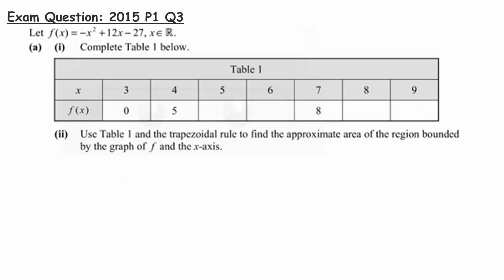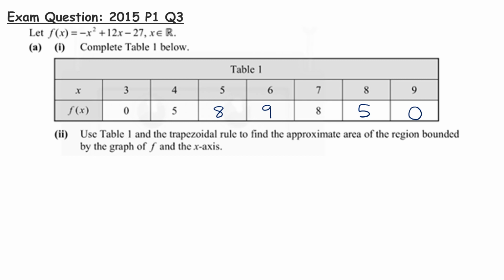So let's look at an example from the 2015 paper 1. This is question 3. We have f of x, which is a negative quadratic, minus x squared plus 12x minus 27. We're being asked, first of all, to complete the table below. So we want to figure out what y is when x is 5, and that works out as 8. And then what is the function when x is 6, and that works out as 9. And then when it's 8 it is 5, and where 9 is subbed in, we get a 0.